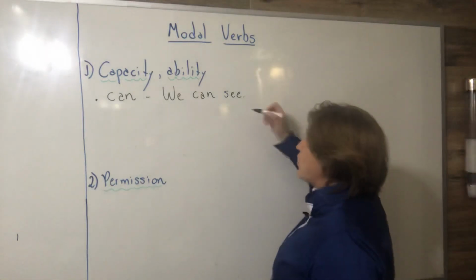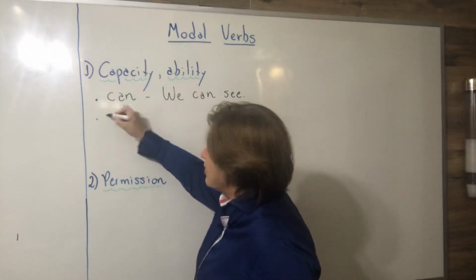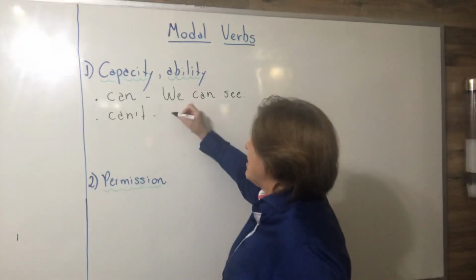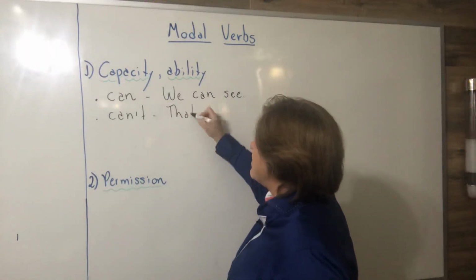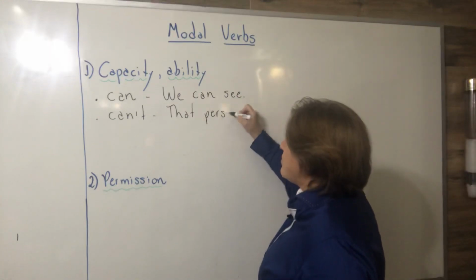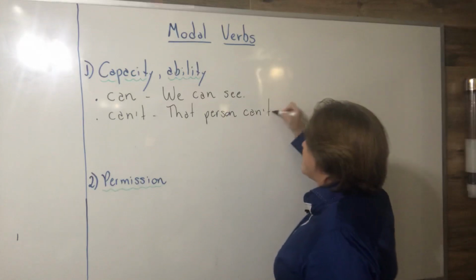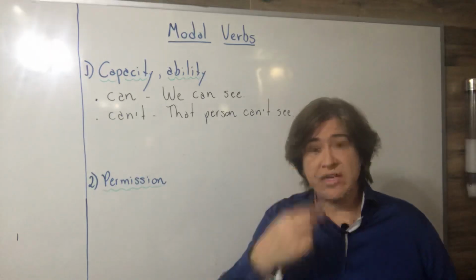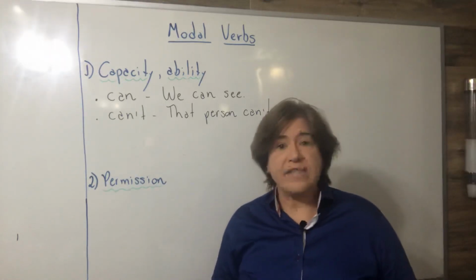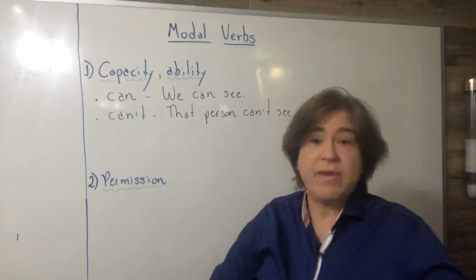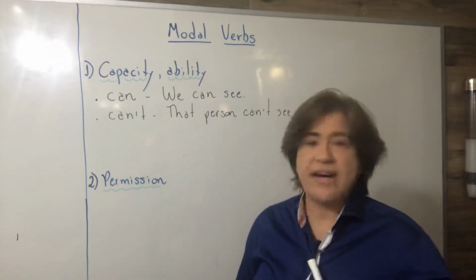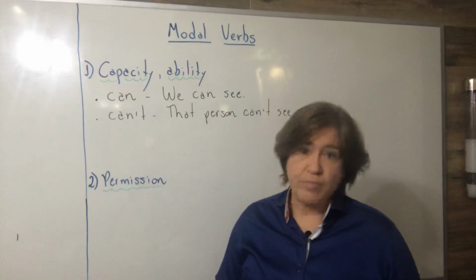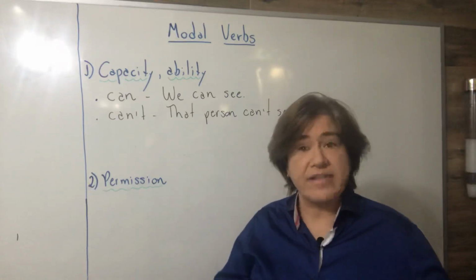At the same time, when I put the sentence in negative, when I say can't or cannot, remember, can't is cannot. For example, that person can't see. I'm saying that that person has no capacity to see. We are talking about capacity. I can write very fast. I can play the guitar. I can play the piano. I can't play the guitar. I can't play the piano. All of these are capacities. And when you put it in negative, you are saying that you do not have that capacity.